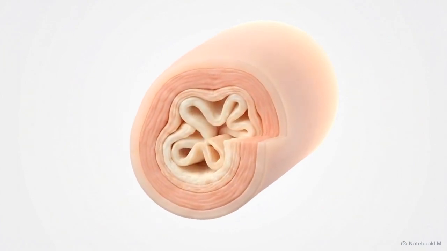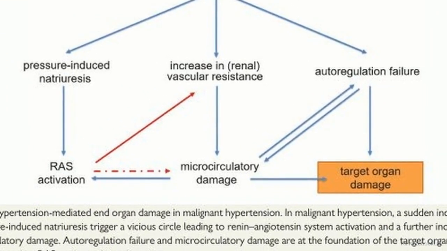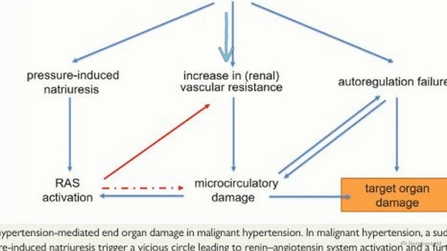The initial trigger for a hypertensive crisis is an abrupt rise in systemic vascular resistance that overwhelms the endothelium's compensatory vasodilatory responses. This flowchart maps the cascade. Severe hypertension fractures regulatory systems, forcing pressure-induced natriuresis. This volume depletion activates the renin-angiotensin system. Simultaneously, escalating vascular resistance and autoregulation failure cause microcirculatory damage. This forms a biological loop, driving further renin-angiotensin activation and higher vascular resistance.